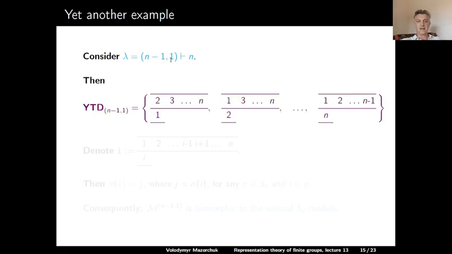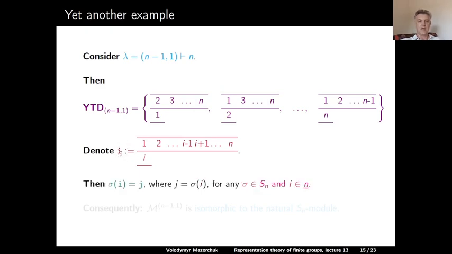Then we have exactly n Young tabloids of this shape. So as soon as we choose an element from 1 to n into the second row, all the rest should be placed in the first row, and it doesn't matter how you place them because it's a row equivalence class. So let us denote the tabloid where i is placed in the second row by the special font i. Then, of course, if you apply sigma to the special font i, you get the special font j, where j is simply sigma of i.